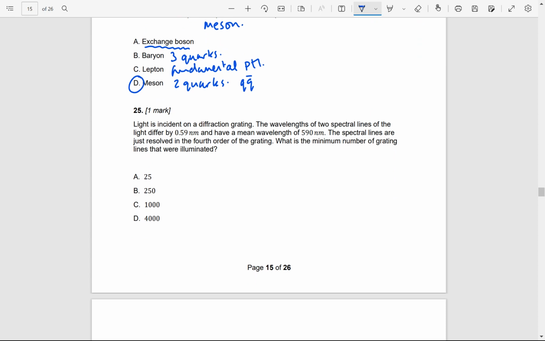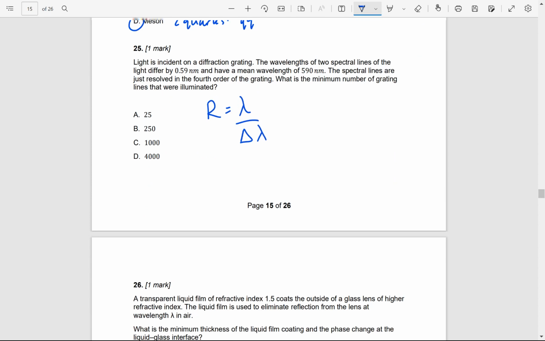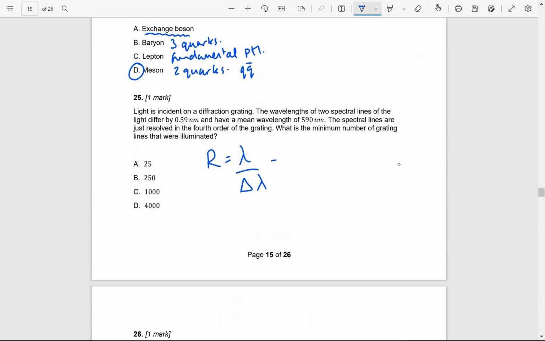Light is incident on a diffraction grating. For question 25, we are asked to work out the minimum number of grating lines that are illuminated. So this is to do with resolution. So resolution is the mean wavelength divided by the difference between the spectral line wavelengths, and that equals the order number multiplied by the minimum number of gratings.